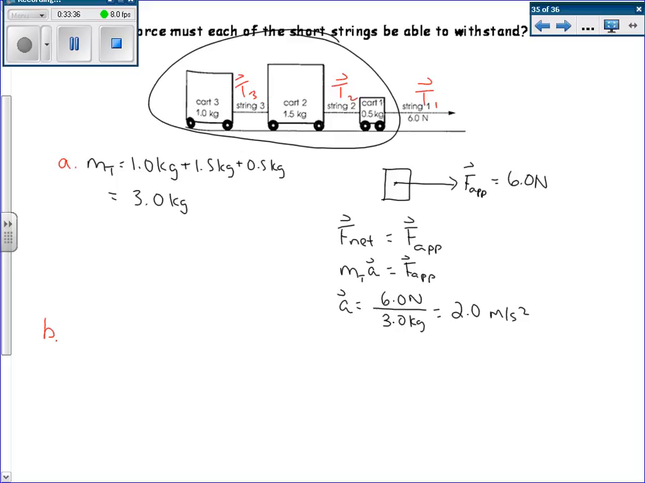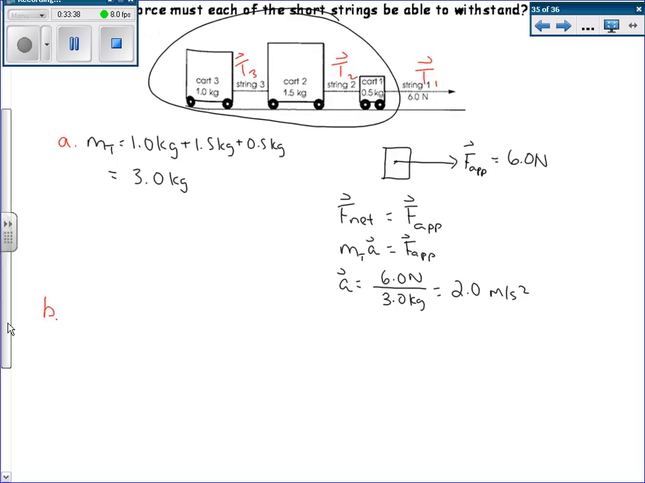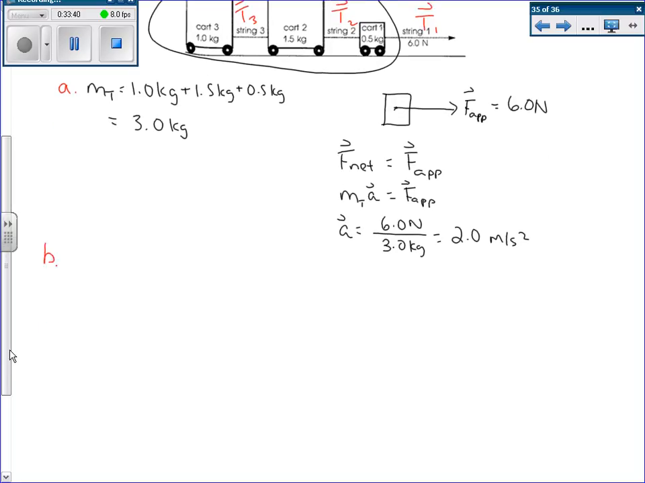But we still want to look at what's going on here. How can I do this? So string 1. Trying to think of the best way to do this. Well, string 1 has to have a tension on it of 6 newtons. It has to be able to withstand 6 newtons because that's what it's pulling on.